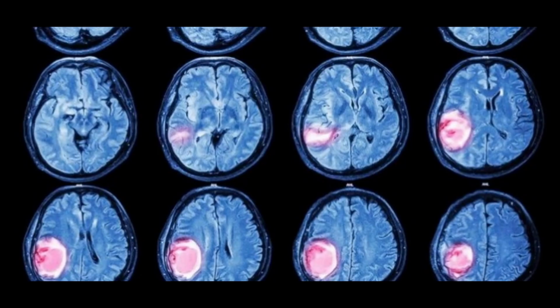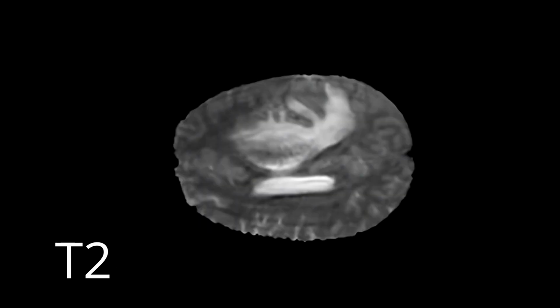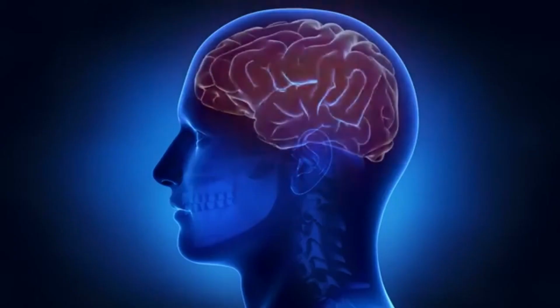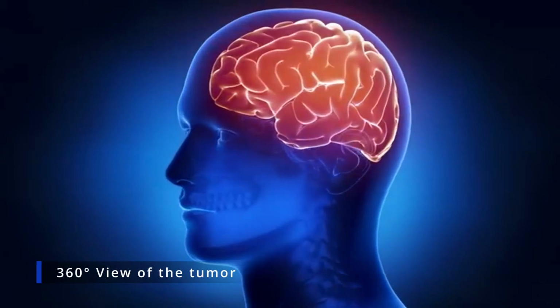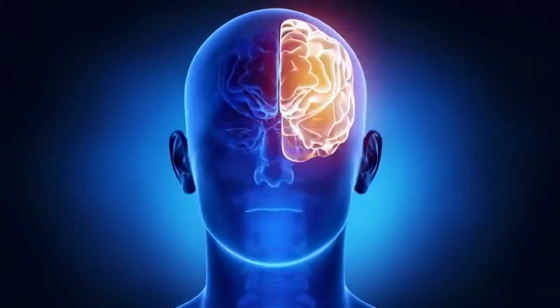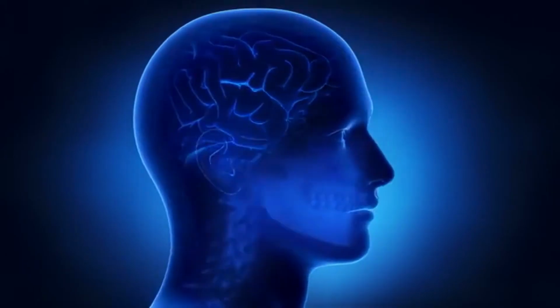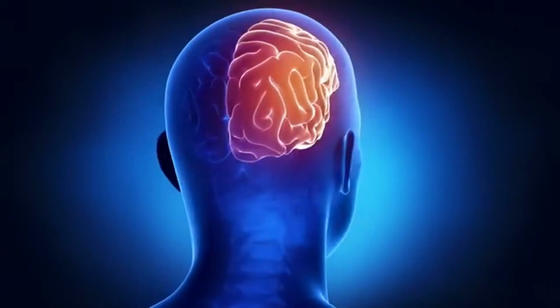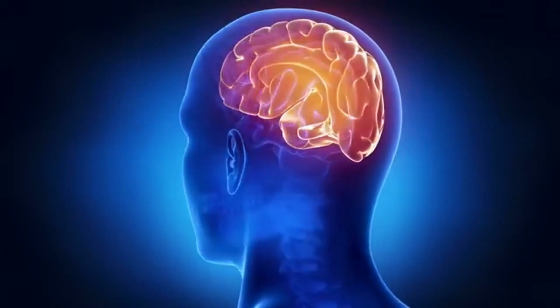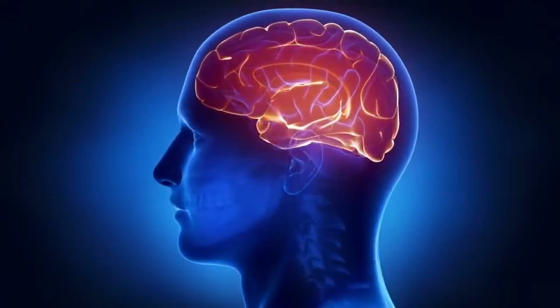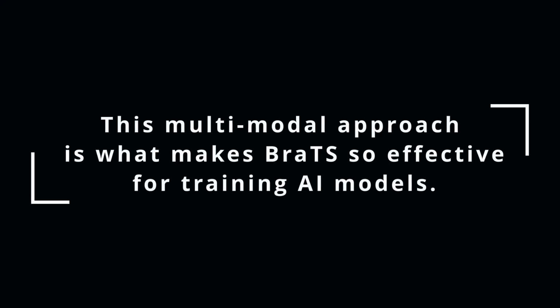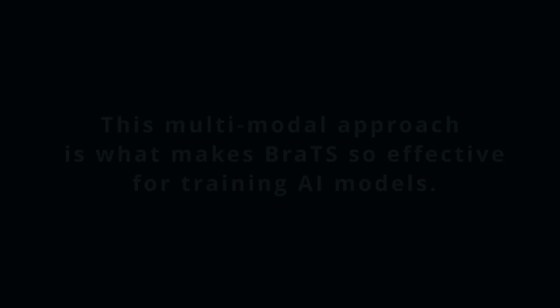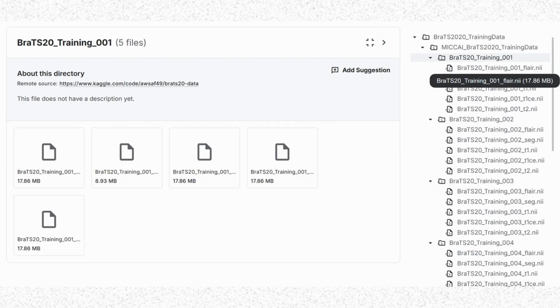By combining T1, T1CE, T2, and FLAIR, we provide AI with a 360-degree view of the tumor. Think of these modalities like layers of an onion. Each one adds a new perspective, giving AI a complete picture of the tumor's size, shape, and surroundings. This multimodal approach is what makes BraTS so effective for training AI models. Let's take a closer look at the BraTS dataset.